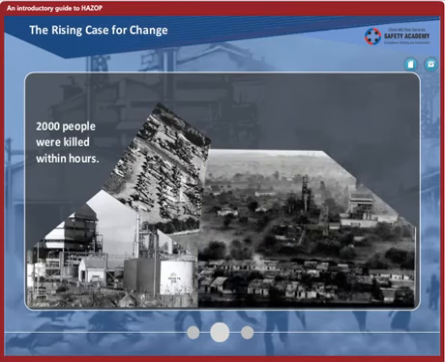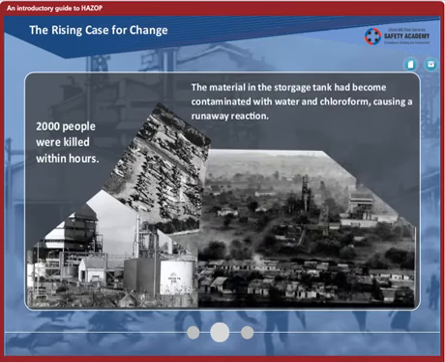According to the official reports, the material in the storage tank had become contaminated with water and chloroform, causing a runaway reaction. The precise route of the contamination is not known. A HAZOP study might have shown up possible ways in which contamination could have occurred and would have drawn attention to the need to keep all supplies of water well away from methyl isocyanate, with which it reacts violently.